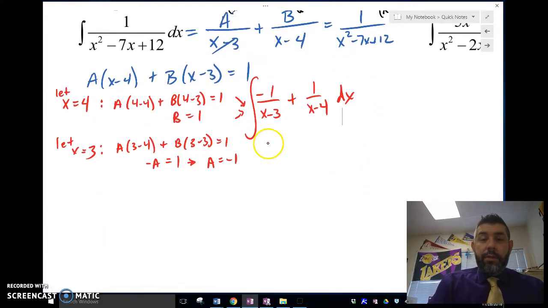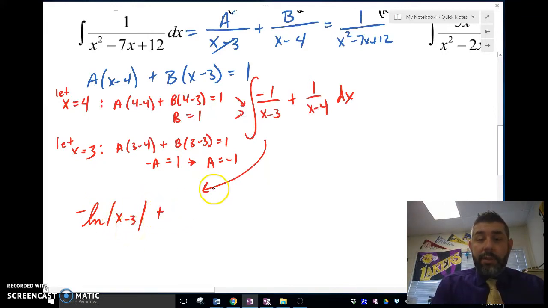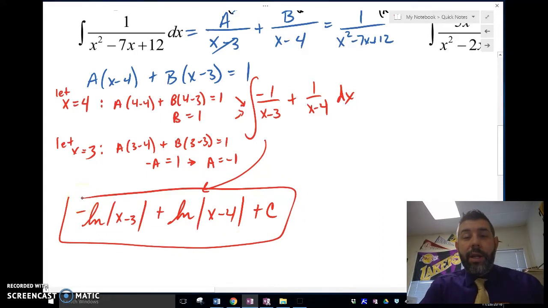Okay? So let's go and integrate that. Negative 1 over x minus 3, that's a logarithm. So we're going to have negative ln of absolute value of x minus 3, plus natural log of absolute value of x minus 4, plus c. And we got our answer. All right? So that is the method of integrating by partial fractions.